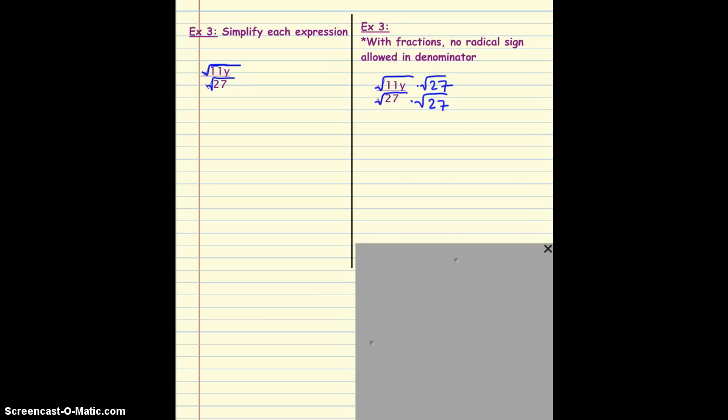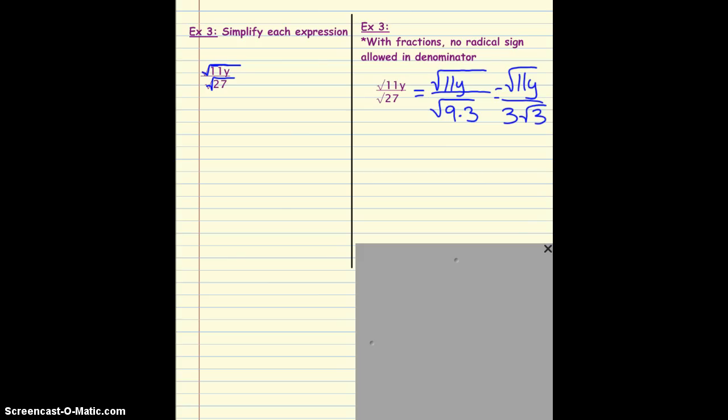So here's what I want to do instead. Square root of 27, let's actually break this down into perfect squares first. Square root of 27, we know that can be broken down into square root of 9 times 3. And we know that the square root of 9 is 3. So we can have square root of 11y over 3 times the square root of 3.